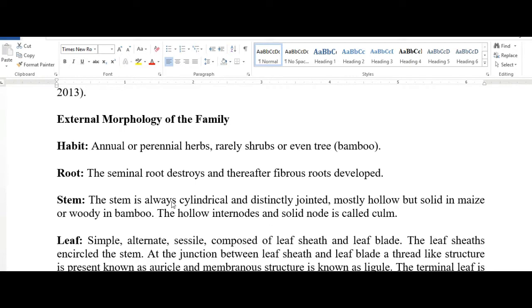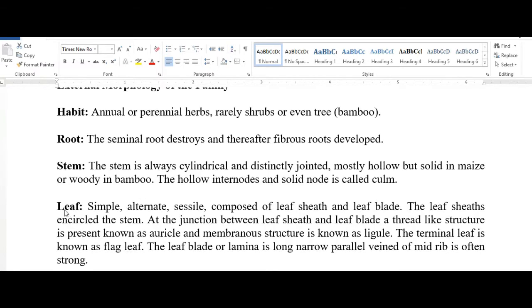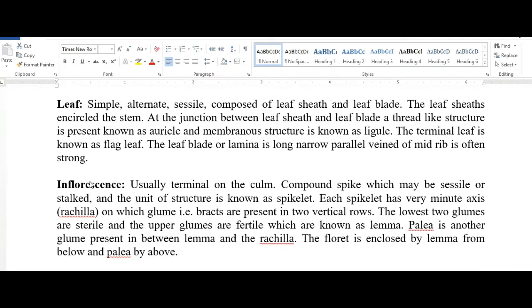Stem: the stem is always cylindrical and distinctly jointed, mostly hollow but solid in maize or woody in bamboo. The hollow internodes and solid nodes form the culm. The leaf is simple, alternate, sessile, composed of leaf sheath and leaf blade. Inflorescence is usually terminal on the culm, a compound spike which may be sessile or stalked, or sometimes a panicle.